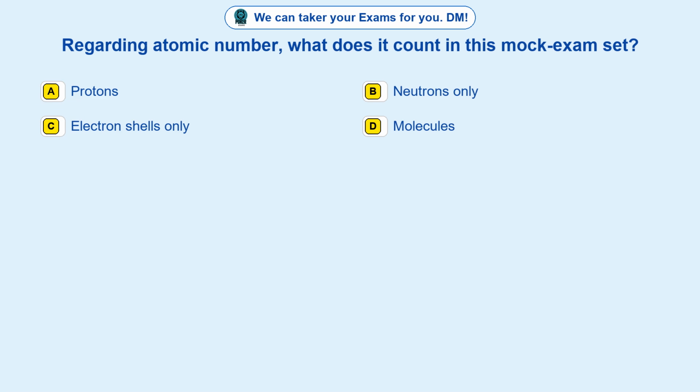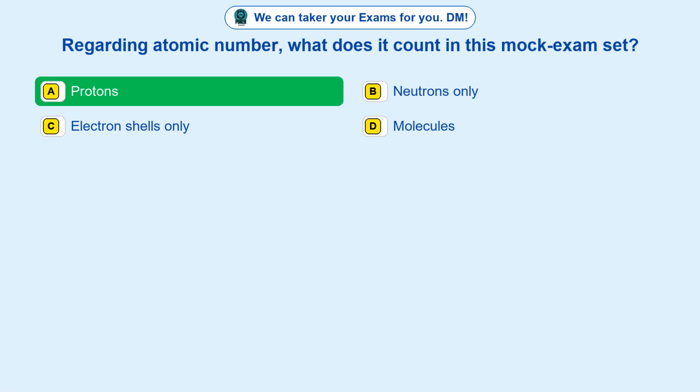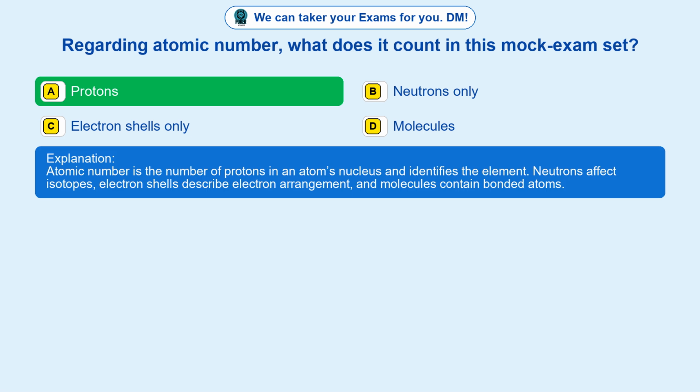Question 31. Regarding atomic number, what does it count in this mock exam set? Option A, protons. Option B, neutrons only. Option C, electron shells only. Option D, molecules. The correct answer is option A. Protons. Atomic number is the number of protons in an atom's nucleus and identifies the element. Neutrons affect isotopes, electron shells describe electron arrangement, and molecules contain bonded atoms.